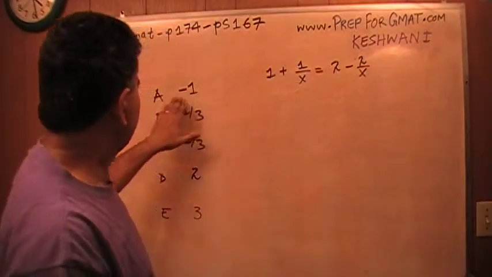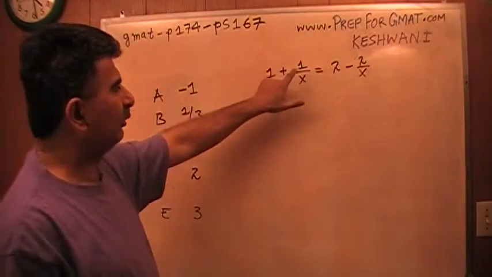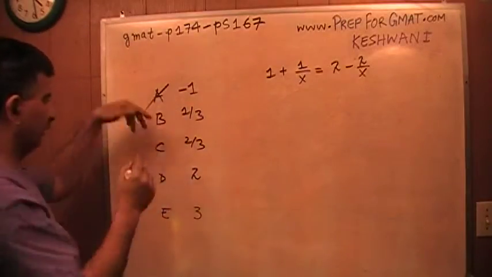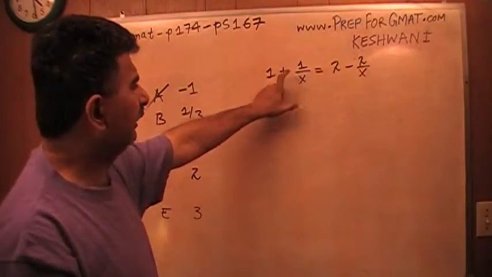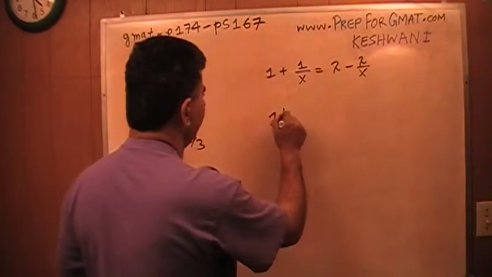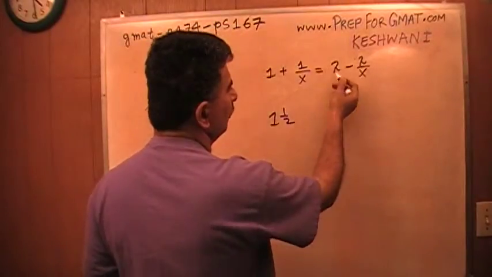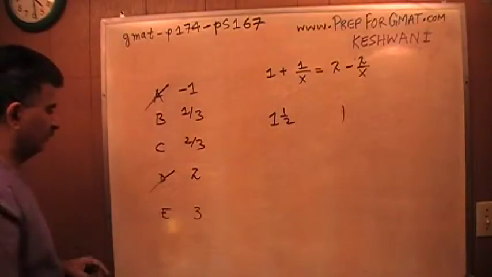On this side, if you plug in -1, you should immediately be able to see that 1 over -1 is just -1, and 1 plus -1 is 0. A does not work. Fine. Next I tried 2. If I put 2 in here, on this side I end up with 1.5. And on this side, if I put in 2 here, 2 over 2 is 1, and 2 minus 1 is 1. It does not work. 2 did not work. Let's try 3.